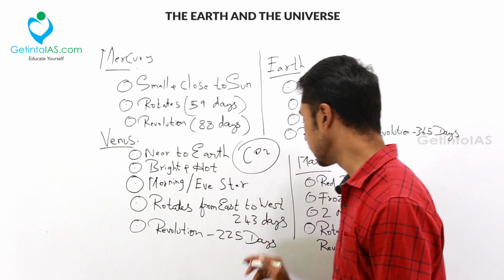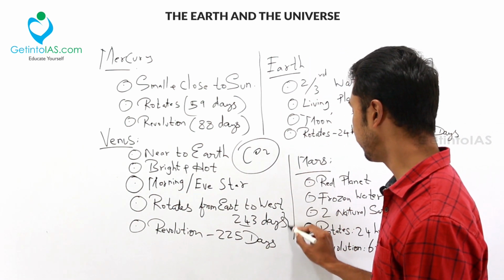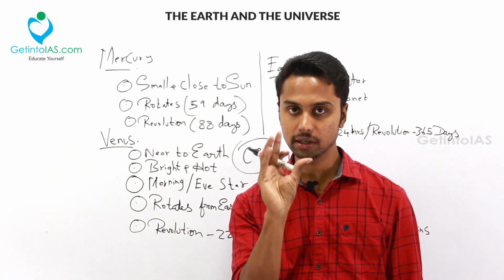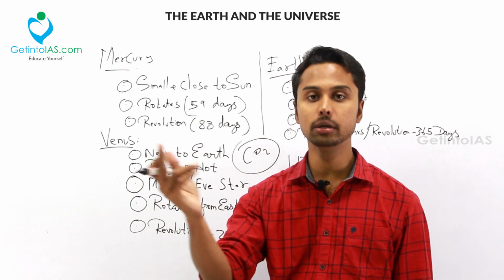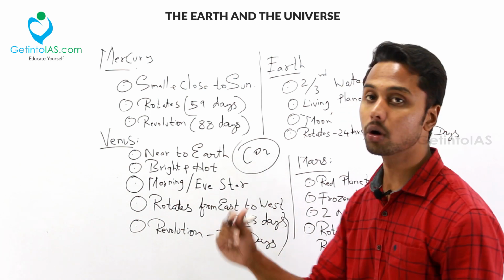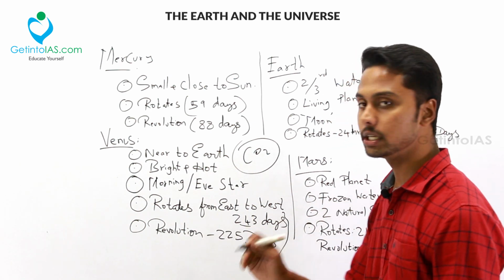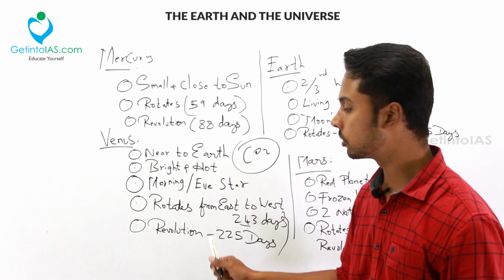For Venus, rotation takes 243 days and revolution takes 225 days. So one fact you can remember here is that every planet takes a lesser amount of time for rotation when compared to its revolution. But Venus is the only planet which takes more time for its rotation, 243 days, and for revolution it takes only a smaller number of days, 225 days. That is also one unique feature about Venus.